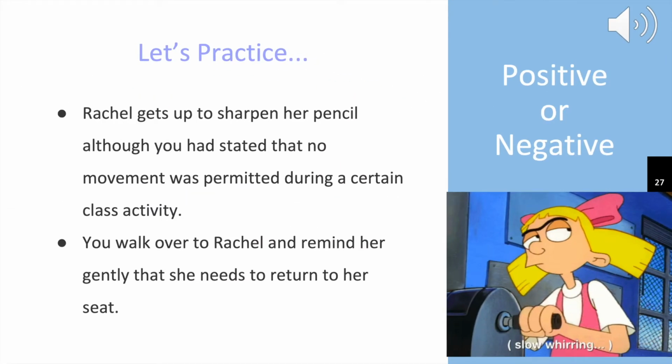Let's see if you can guess whether or not these non-contingent interactions are negative or positive. Rachel gets up to sharpen her pencil, although you had stated that no movement was permitted during a certain class activity. You walk over to Rachel and remind her gently that she needs to return to her seat. Ask yourself, did the student get the attention while engaging in a positive behavior or a negative behavior?